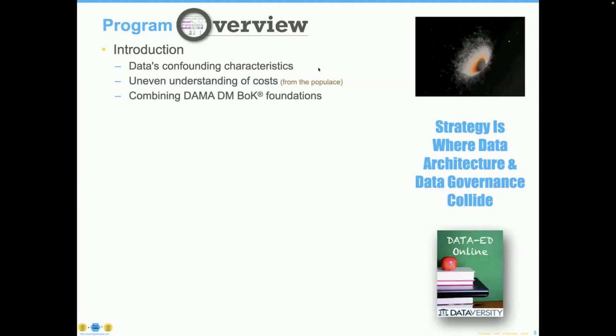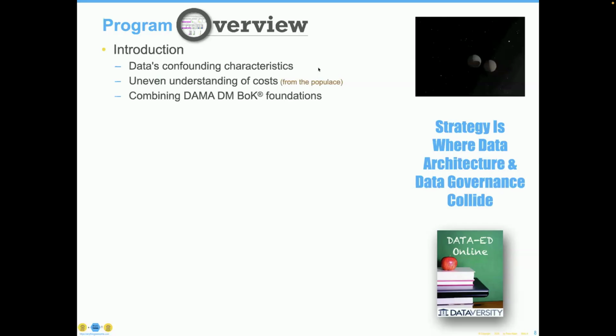So obviously the focus is on the intersection of these two topics and how you can get each of these, what we call practice areas in DAMA, to work better together. And you'll get tired of seeing the little thing collide, because a lot of energy is unleashed in that collision. That's really what I'm talking about here: having these two sometimes work together really well, sometimes not, or not even knowing that they should. So we're going to talk today about confounding characteristics of data, and a real uneven understanding of cost.